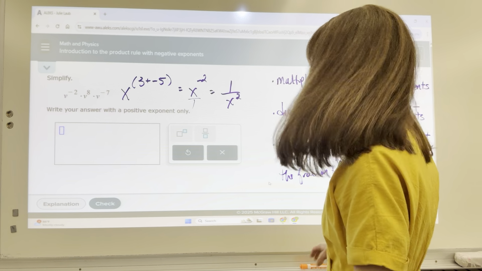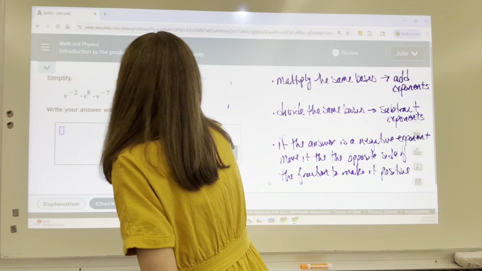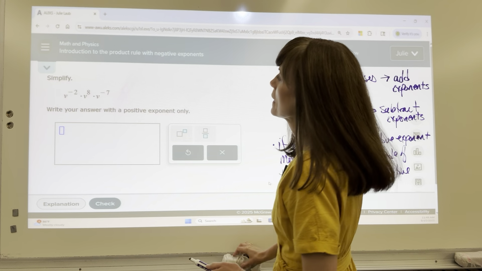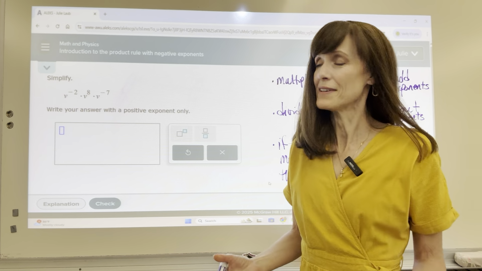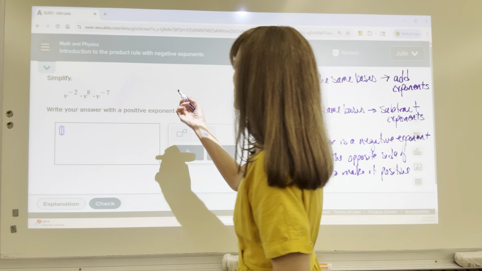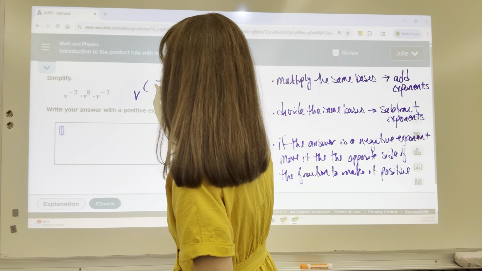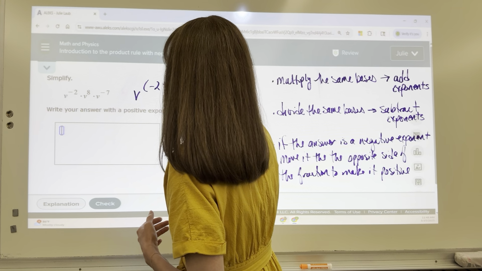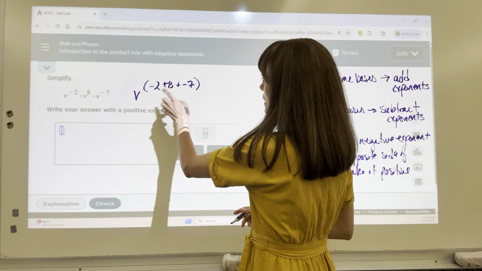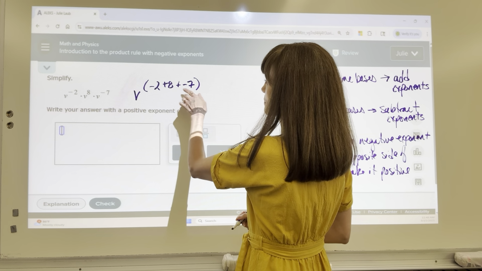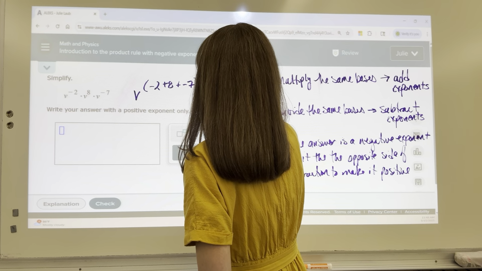Oh, love this. We have three numbers that we're multiplying, all with the same base, v. So I add all of those exponents. We're going to have v raised to the negative 2 plus 8 plus negative 7, which gives us negative 1, right? Negative 6 plus negative 7 is v to the negative 1.